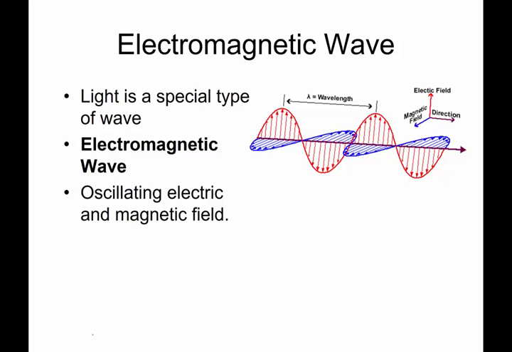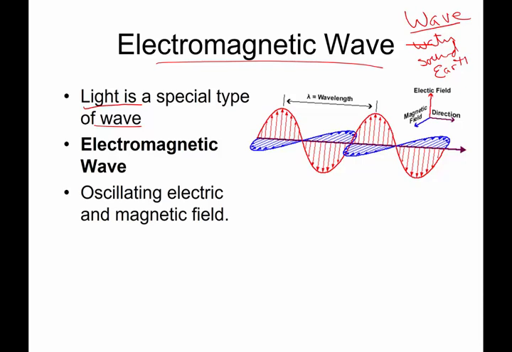Hi folks, we're going to talk some about electromagnetic waves. Now, light is a very, very special type of wave. There are lots of different kinds of waves. There are, of course, water waves, there are sound waves, and there are things like earthquake waves. But these are not light waves.